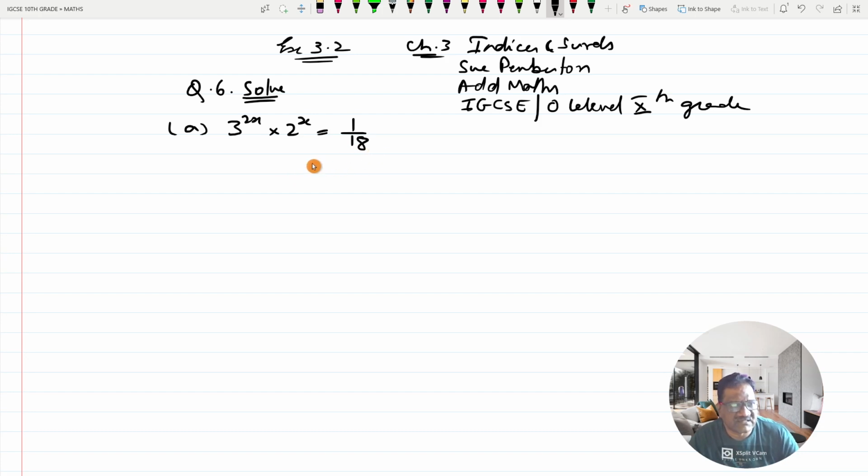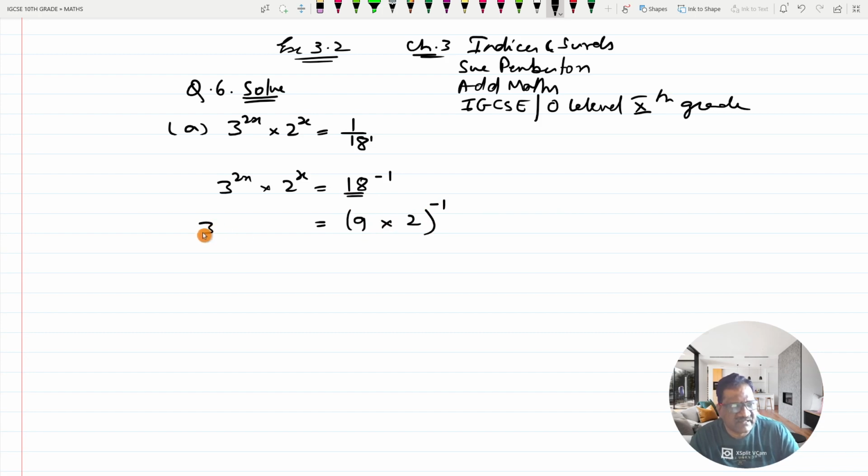If you want to solve this, what can be done? Now this 3 raised to 2x into 2 raised to x I'm keeping as it is, and this 18 I'm writing as 18 raised to minus 1, because this is 18 raised to 1 in the denominator. When I bring it in the numerator, it will become 18 raised to minus 1. Now, what can be done? What I will do is I'll try to split this 18 into 9 into 2. 18 can be written as 9 into 2, raised to minus 1.